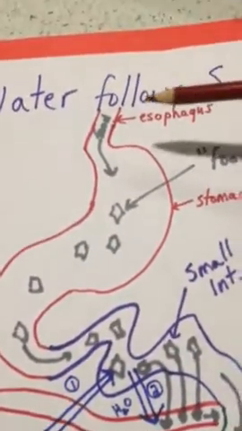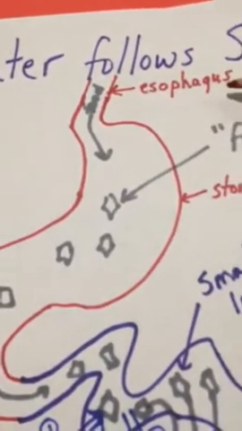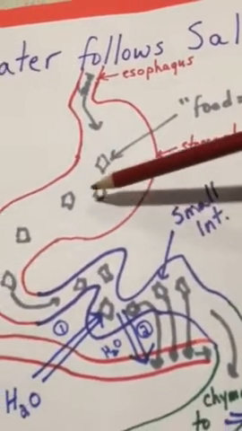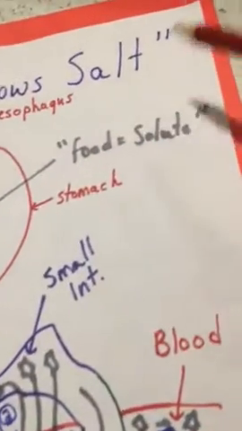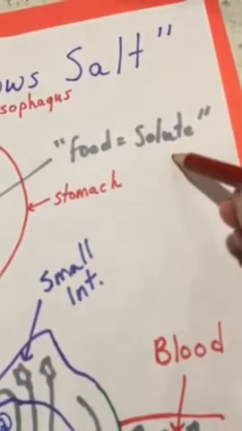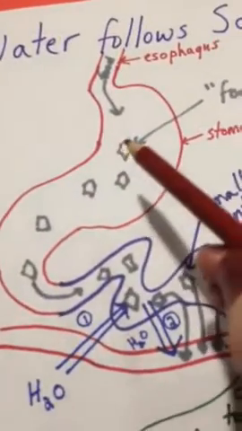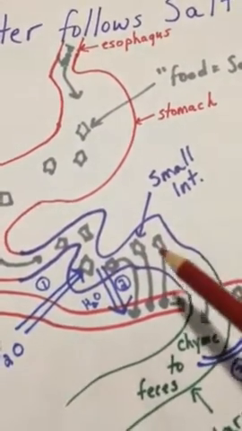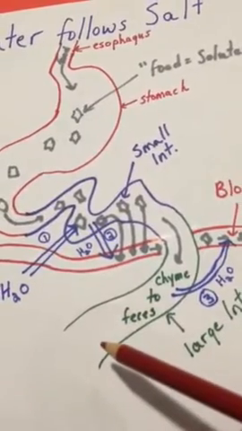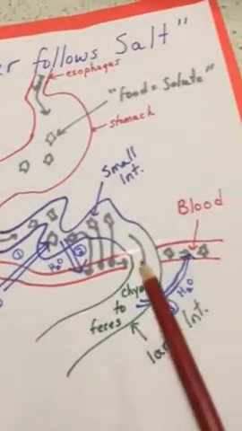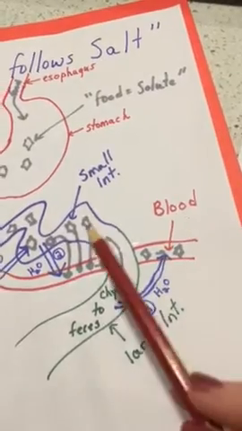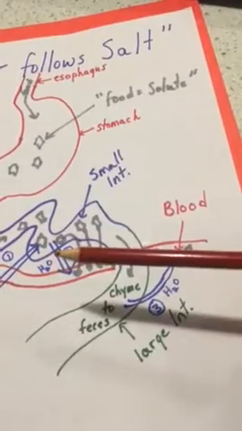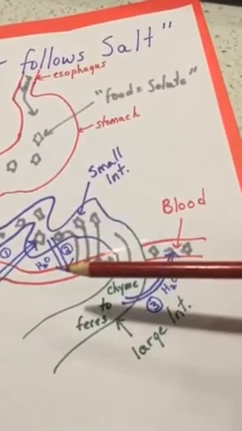Water follows salt. So when we eat, food is going to travel through the esophagus into the stomach, labeled here. I drew these little gray shapes to represent food, and that food is the same thing as solute. So those solutes will move from the stomach into the small intestine. From the small intestine, we move into the large intestine. Now we have a vast blood supply that serves the small and large intestine, transferring materials to and from, between the intestine and the blood.